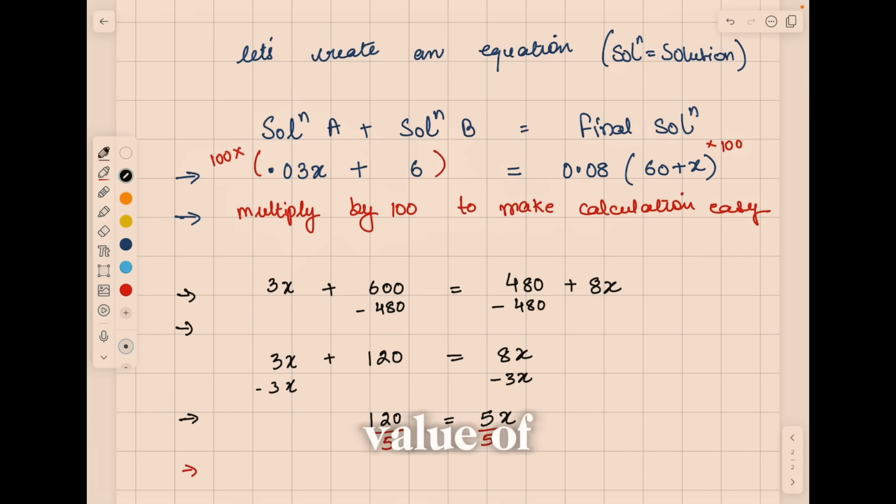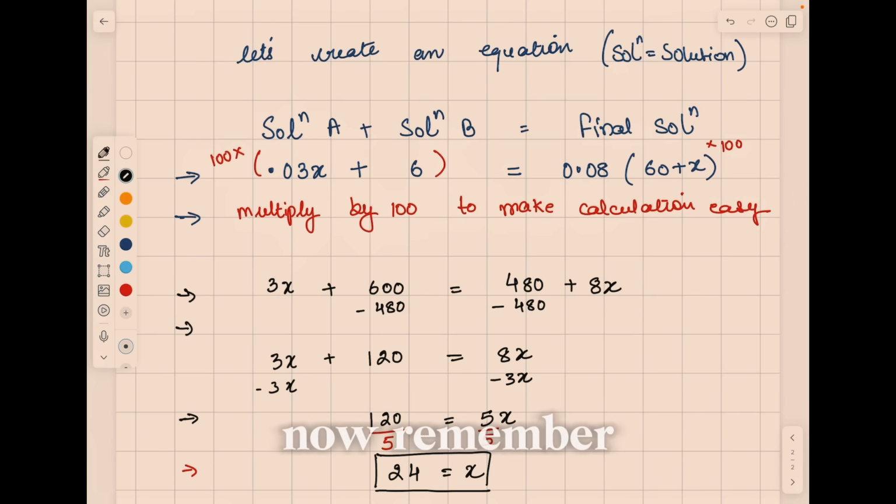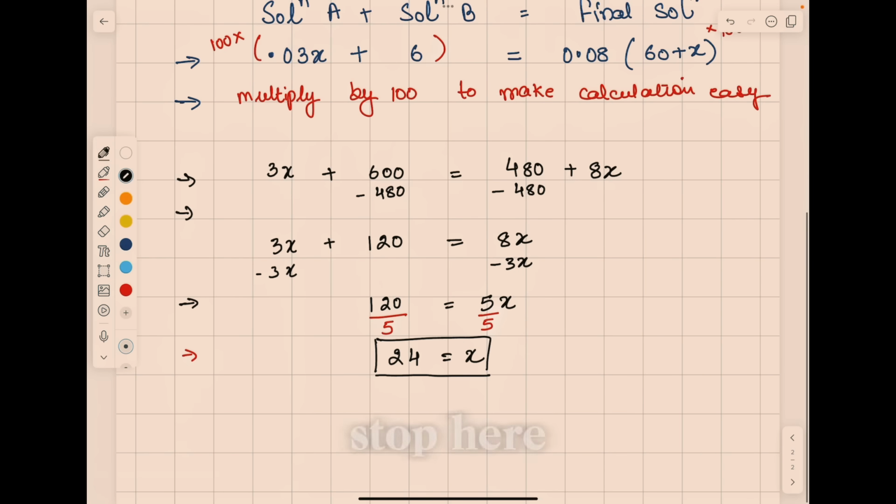So the value of X is 24 gallons. Now remember, we only needed to find how much of solution A should be mixed, and the amount that we had taken for solution A was just X. So we can just stop here and say that X equals 24 gallons, or we can go ahead and find a little bit more information.